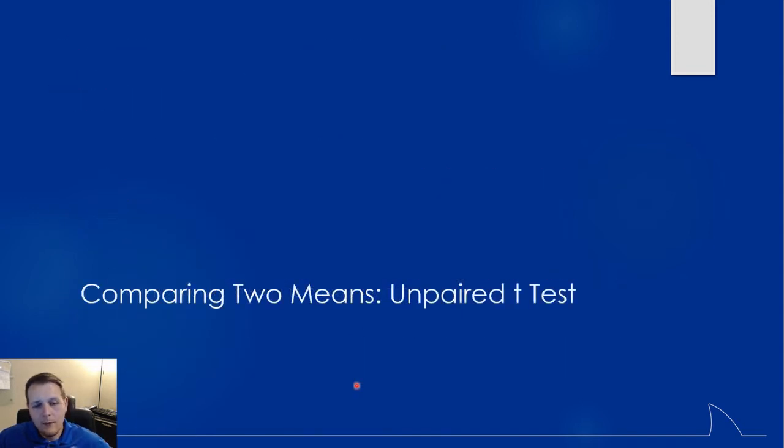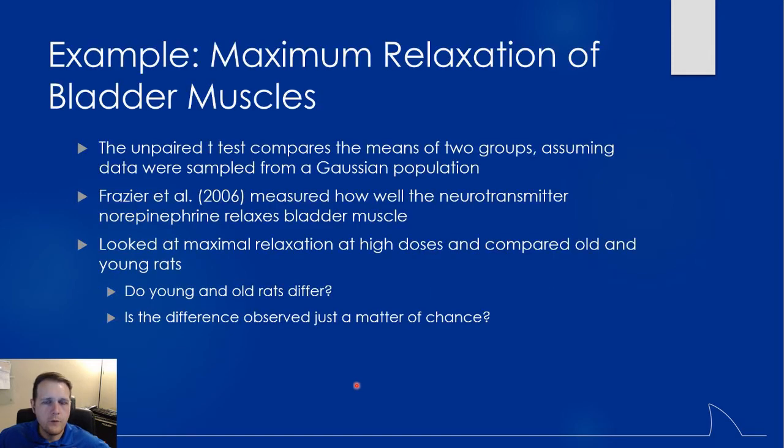Up next, how do we compare two different means together? This is where we're going to get into our unpaired t-test. So this is going to seem like an odd sort of study here, but it's a pretty decent example of where we're going to be using a t-test. Keep in mind this is going to be an unpaired t-test. We'll talk about paired t-tests a little bit later on.